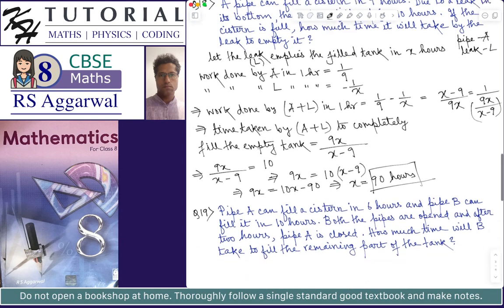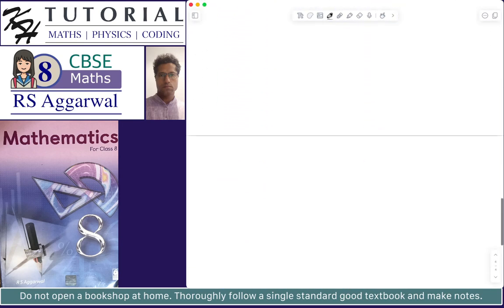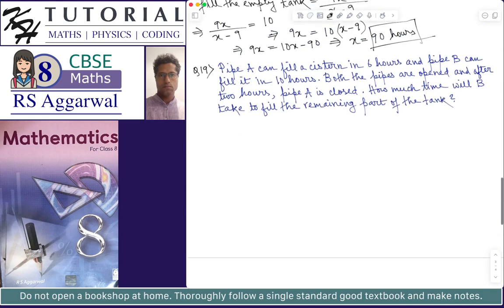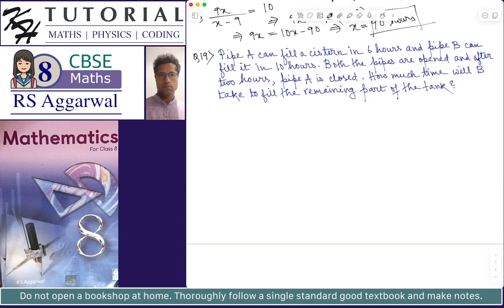Question number 19. Pipe A can fill a cistern in 6 hours and pipe B can fill it in 10 hours. Both the pipes are opened and after 2 hours pipe A is closed. How much time will B take to fill the remaining part of the tank? What is given? Pipe A can fill a cistern in 6 hours and pipe B in 10 hours. So both the pipes A and B are inlets. They are filling the tank.